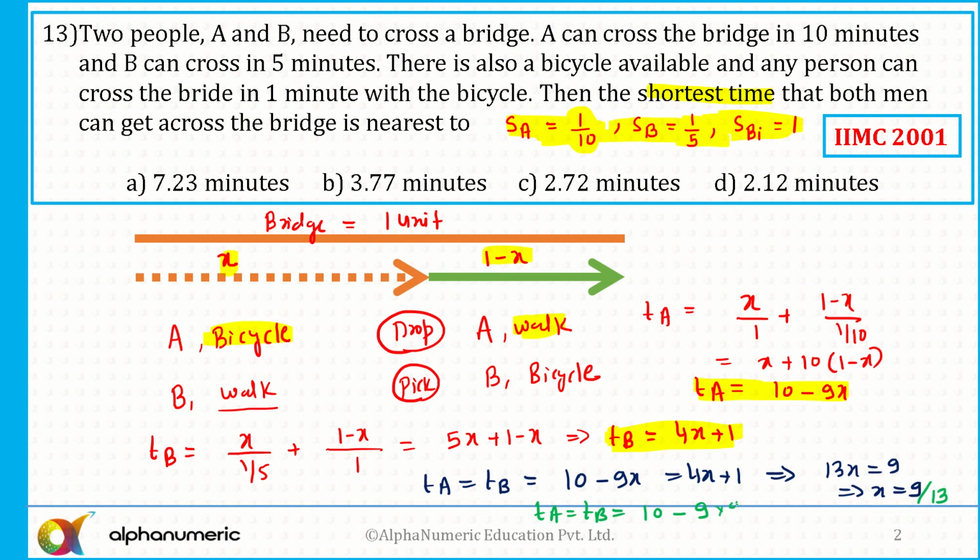So 10 minus 9 into 9 by 13 is equal to 130 minus 81 by 13, which is equal to 49 by 13. Now, what is the value of 49 by 13? 13 3s are 39 and 13 4s are 52, so it is between 3 and 4, and only one option fits. If you solve it, the exact value comes out to be 3.77. So the correct answer for this question is option B, which is 3.77.